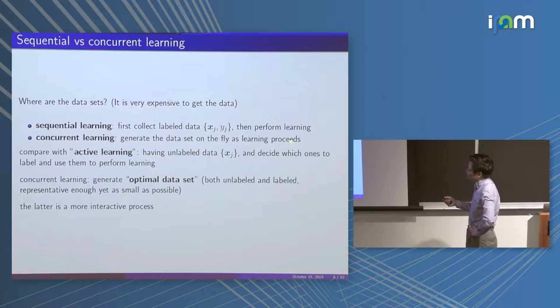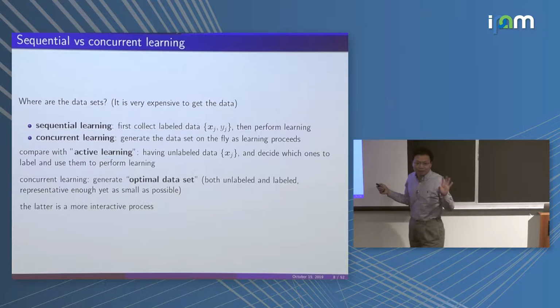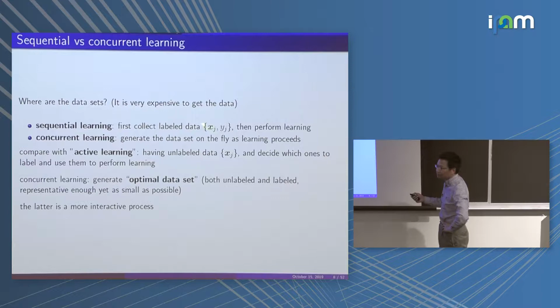I want to compare this with active learning. In a way, you would say that sequential learning is that you have both the data and the label beforehand. Active learning is that you have the unlabeled part, and then you decide from these unlabeled data which ones you're supposed to label, and then do the learning. So this is what is called active learning. Concurrent learning is that you don't have anything to start with, nothing. And generating these, not just the label, but also the data itself, is expensive. So you want to generate the optimal data. So this is a much more interactive process.